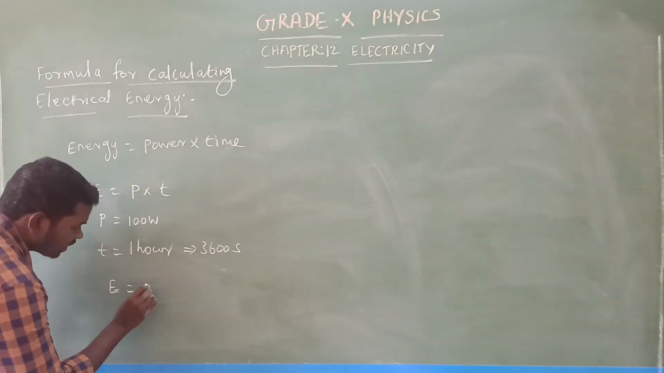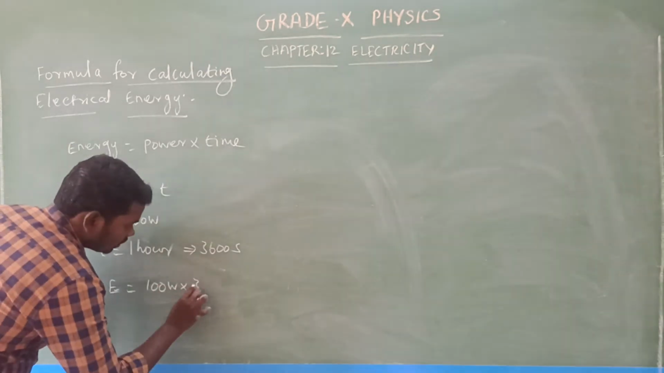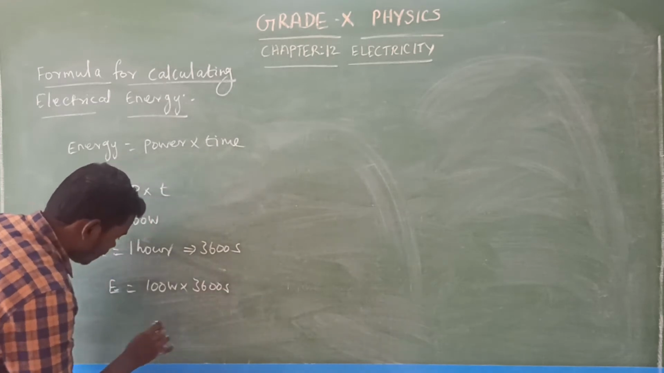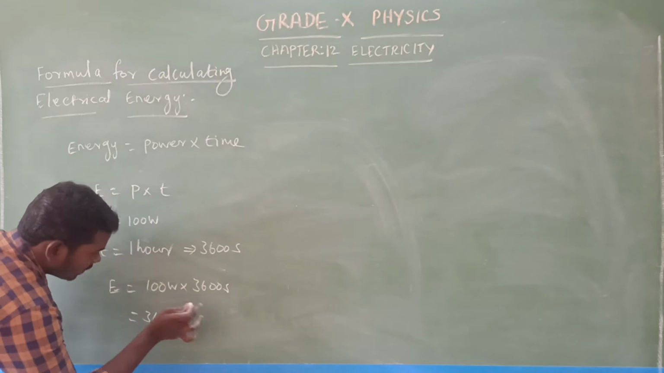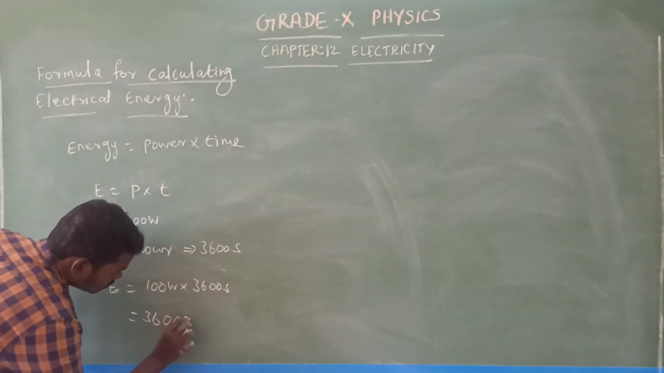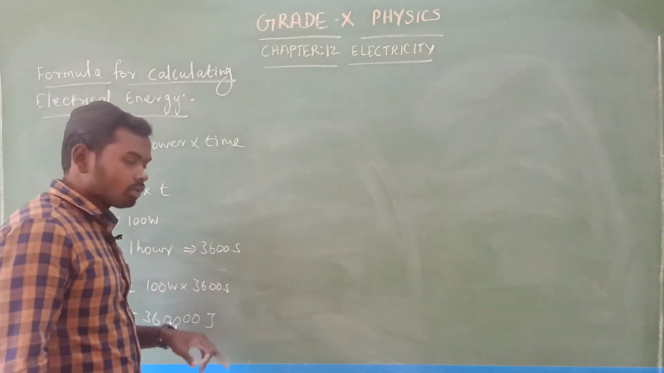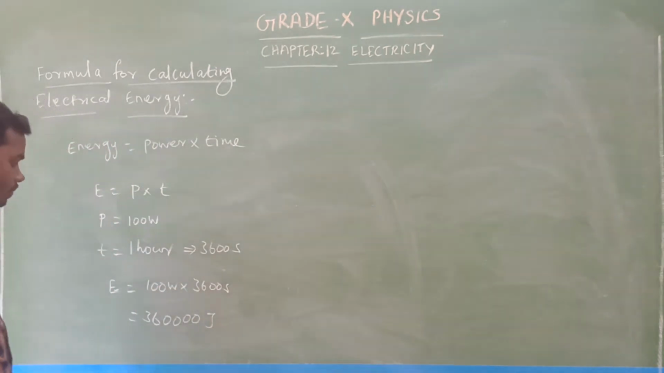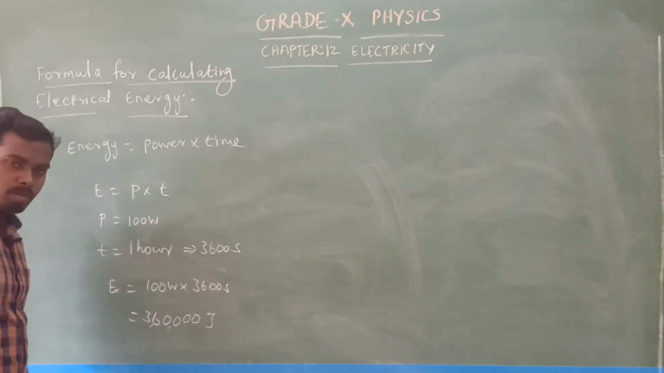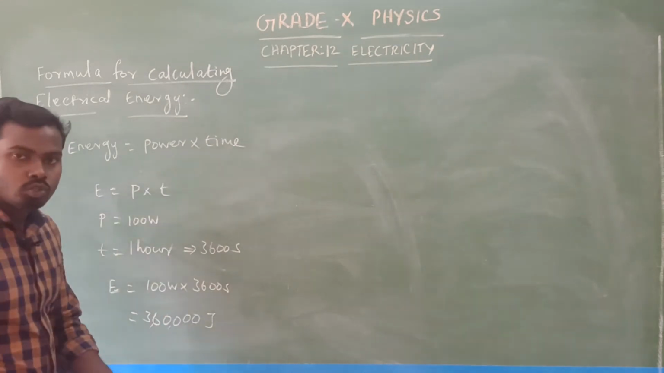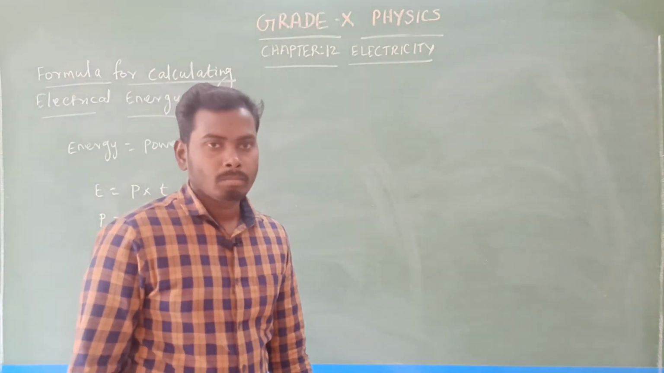Energy is equal to, as we already know, power into time. The power value is 100 watt into time 3600 seconds. After 36, how many zeros will be there? Four zeros. Watt into second is equal to joule. So 3,60,000 joule of energy is consumed. That's all. So look here.